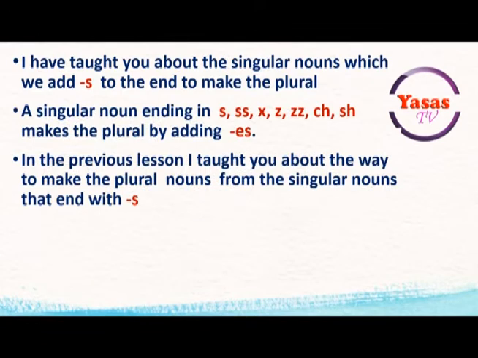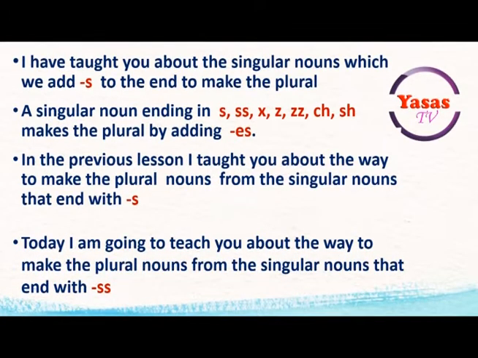I have taught you about the singular nouns to which we add s to the end to make the plural. The singular nouns ending in s, double s, x, z, double z, ch and sh make the plural by adding es. In the previous lesson I taught you about the way to make the plural nouns from the singular nouns that end with s. Today I am going to teach you about the way to make the plural nouns from the singular nouns that end with double s.